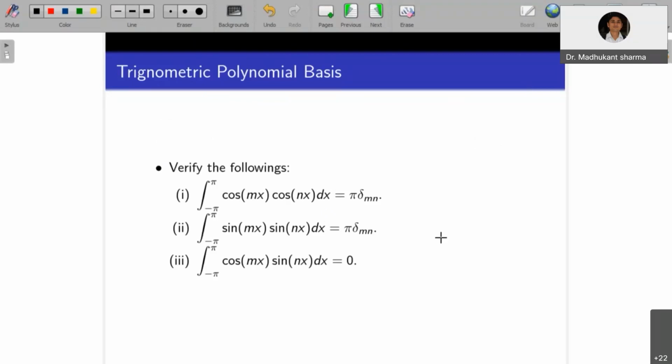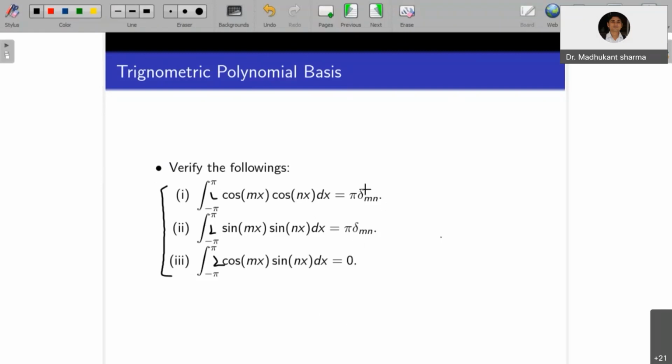Okay. So these integral values you can verify. You have to just use this again: 2 cos A cos B, 2 sin A sin B, and 2 cos A sin B formula, and use this.